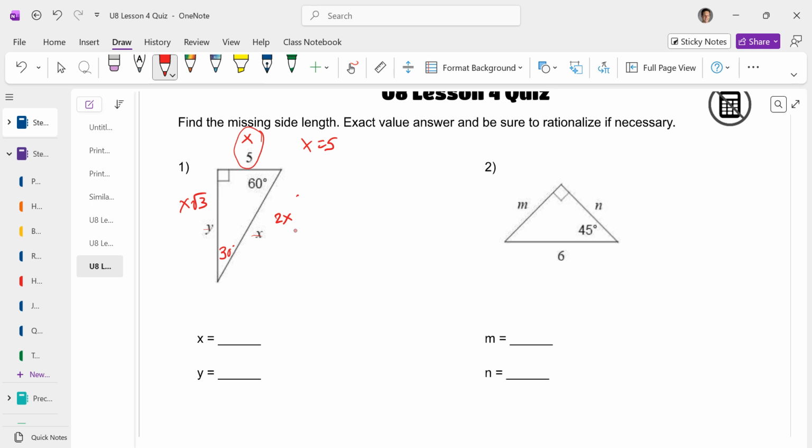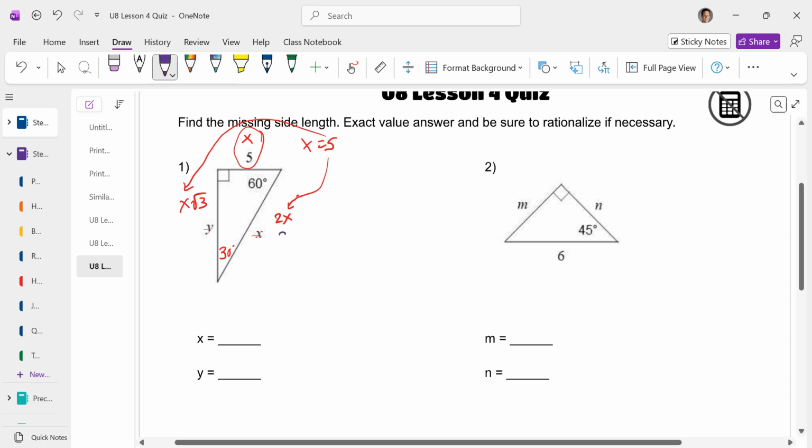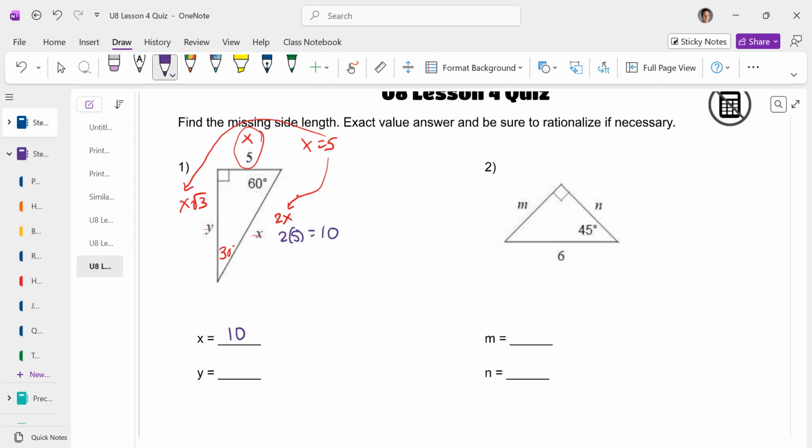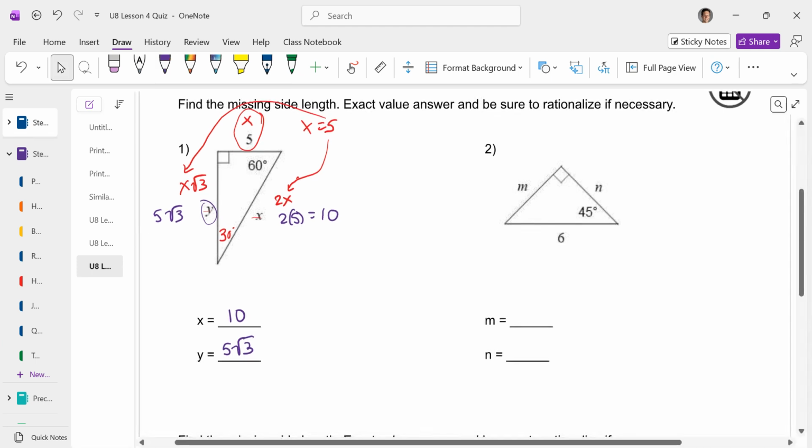So x is 5, therefore I can insert that for x on the other two. So what we get is 2 times 5 over here, which gives me 10 for the hypotenuse. And then the original y over here, it's going to be 5 root 3. So we're solving for a variable and then plugging in anywhere else we see that variable. So we can do this again on number 2.